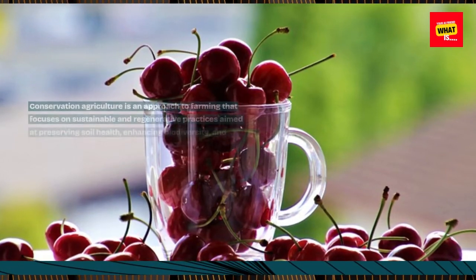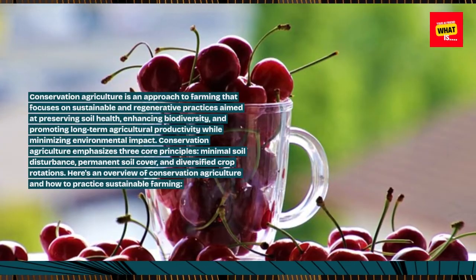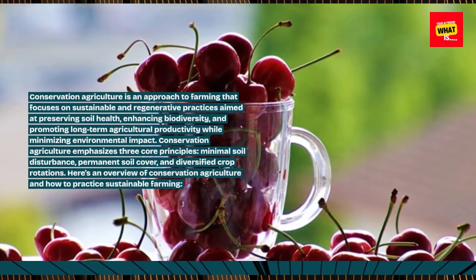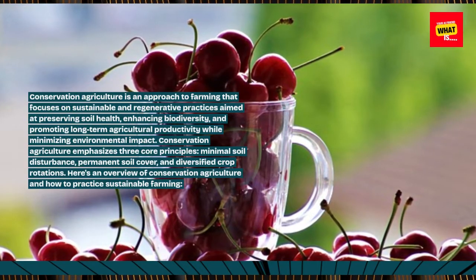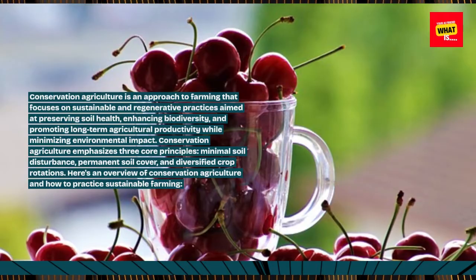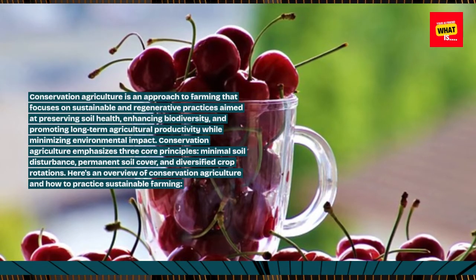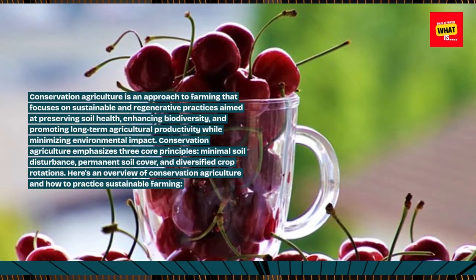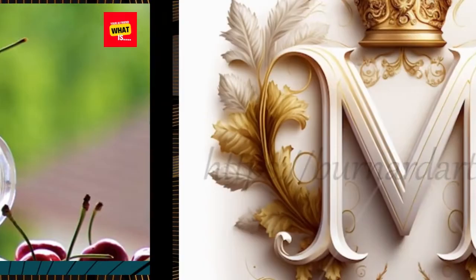Conservation agriculture is an approach to farming that focuses on sustainable and regenerative practices aimed at preserving soil health, enhancing biodiversity, and promoting long-term agricultural productivity while minimizing environmental impact. Conservation agriculture emphasizes three core principles: minimal soil disturbance, permanent soil cover, and diversified crop rotations. Here's an overview of conservation agriculture and how to practice sustainable farming.